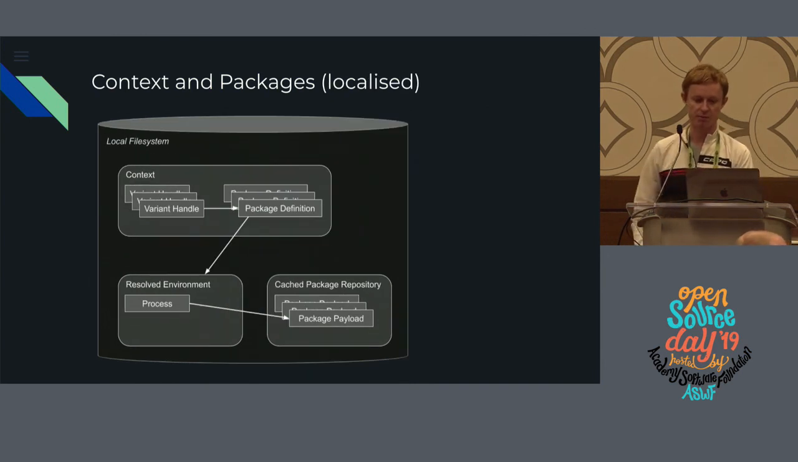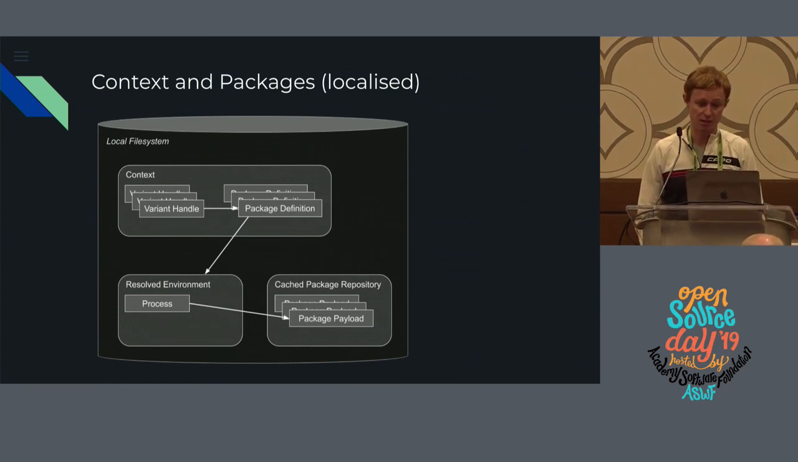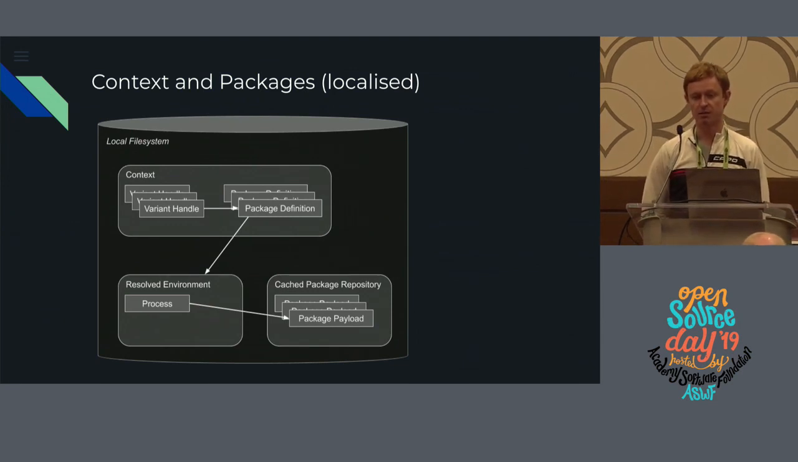So by localizing both of those things, you remove any externalities. The package definitions themselves end up completely embedded into the context, which just results in a larger JSON file, basically. And the process that you run will end up hitting package payloads that are actually on the local disk instead.